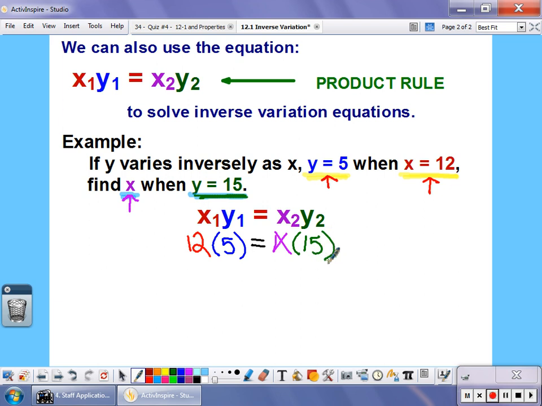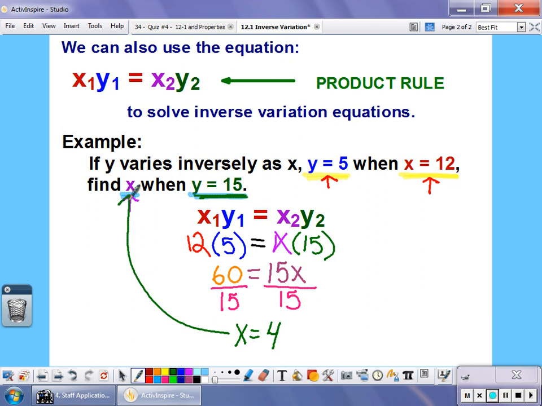So now if I multiply this out, I know that 12 times 5 is 60. And on this side, I have 15x, because I don't know what x is. And now I'm just going to solve it. I'm going to divide both sides by 15. And when I do that, I can find out that x equals 4. So this x right here is 4 when y equals 15. And that's the other way we can solve inverse variation problems.